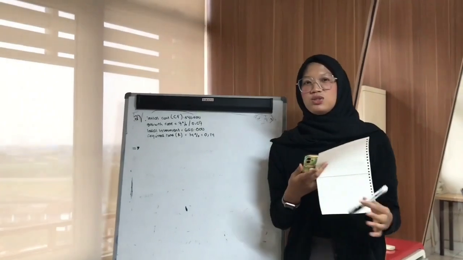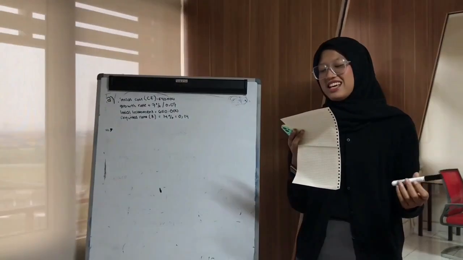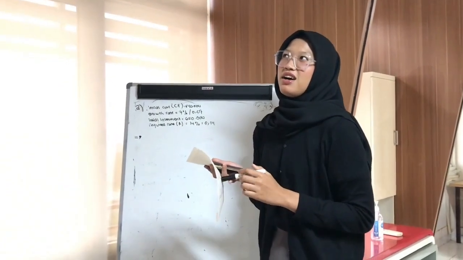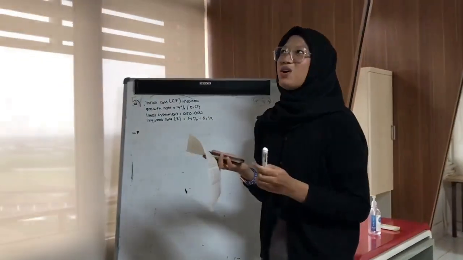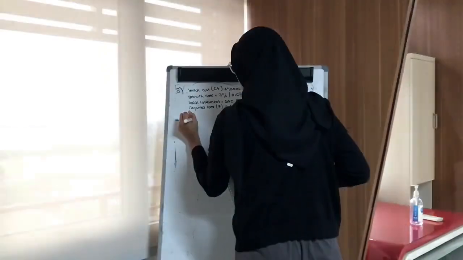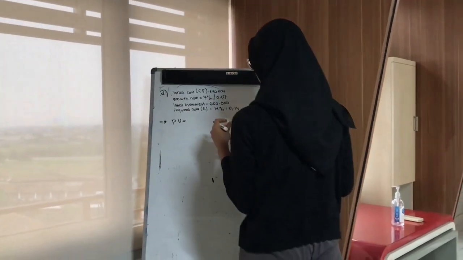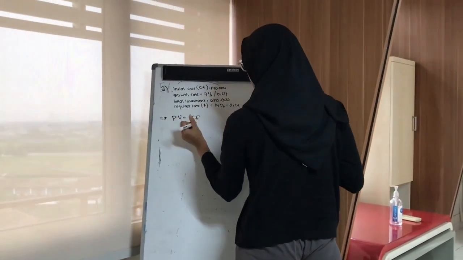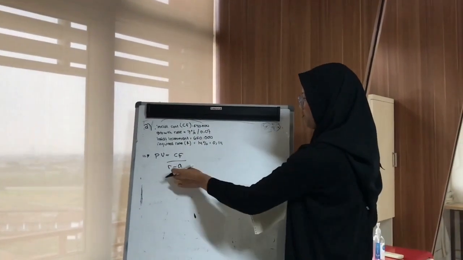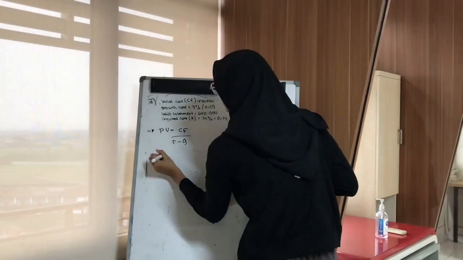And now we want to know whether the business should be started, so we need to find the PV, or present value. The formulation is PV equal to the cash flow or initial cost divided by R minus G. So we have the data, and we need to write it again.